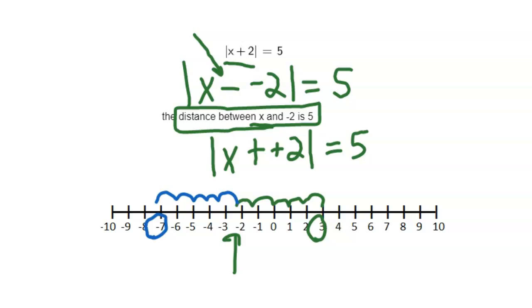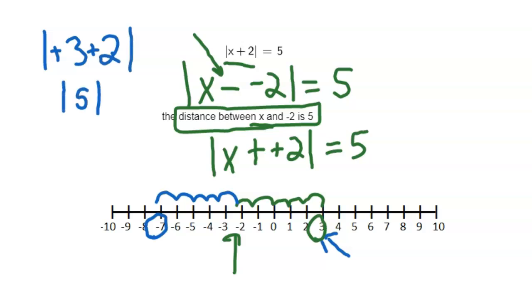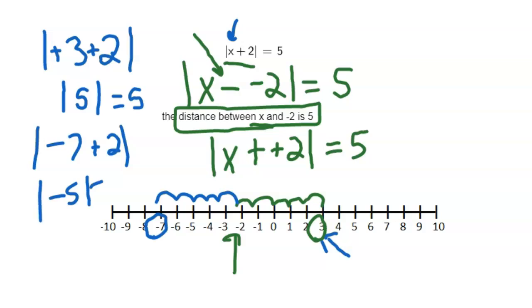So if we plug those in, positive 3 plus 2, the absolute value of that is 5. You take the sign away, that's 5. That's good. And if you do negative 7 plus 2, plugging it in here, the absolute value of that is also negative 5, which is also, if you take the sign away, positive 5. So both of them check out.